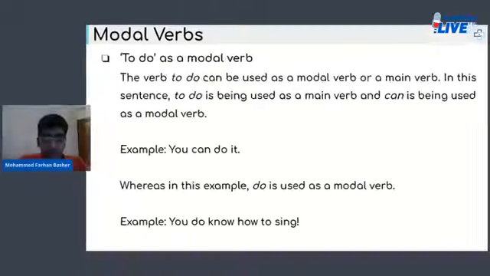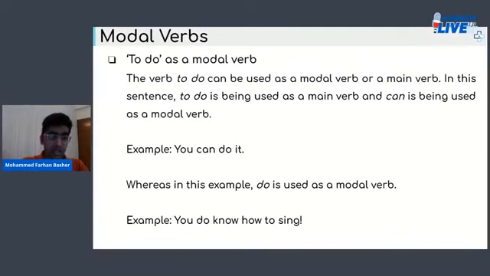Or another category of auxiliary verbs that basically help main verbs to stand. Okay? Now, what about the verb do? Do at times can also be used just like a modal verb. The verb do can be used just like a modal verb at times.